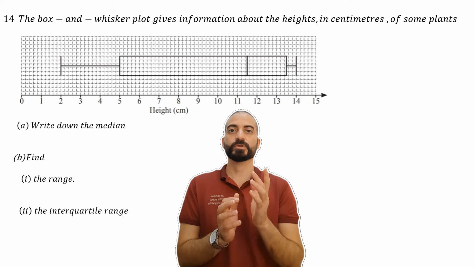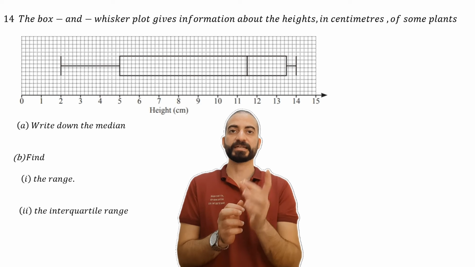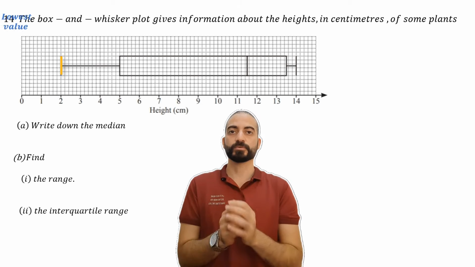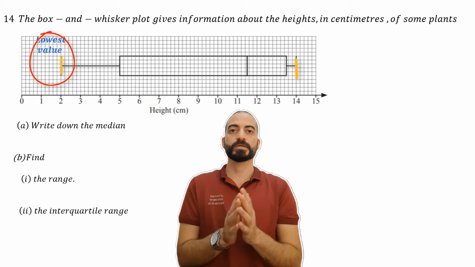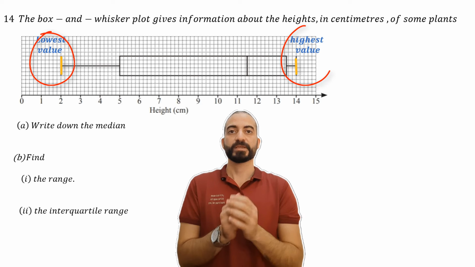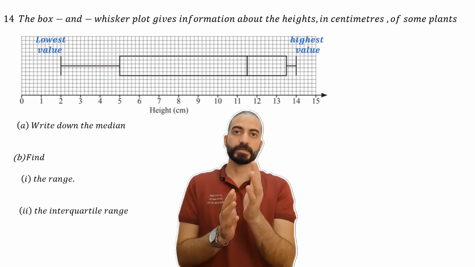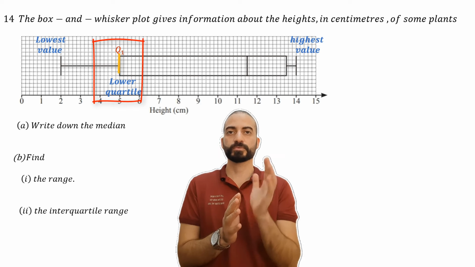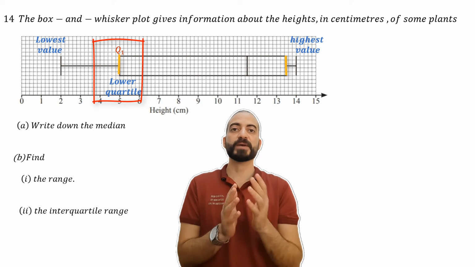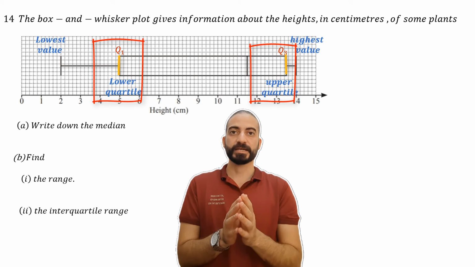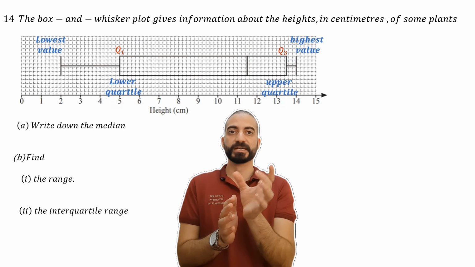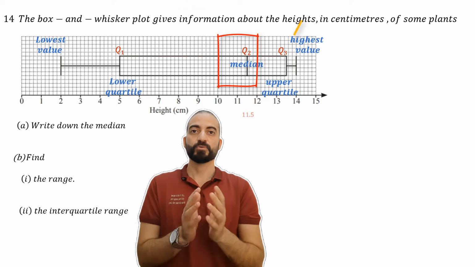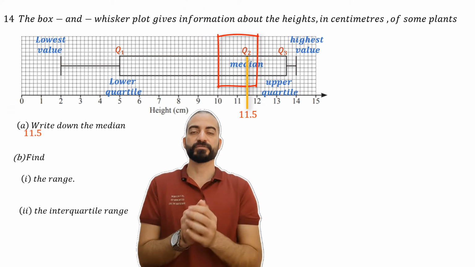When we see a box and whisker plot, we can read it like this. First, the first line is called the lowest value. The last line is called the highest value. The line that comes after the lowest value is called the lower quartile. The line that comes before the highest value is called the upper quartile. And the line that is between the lower quartile and the upper quartile is called the median. As we see, the median is 11.5.